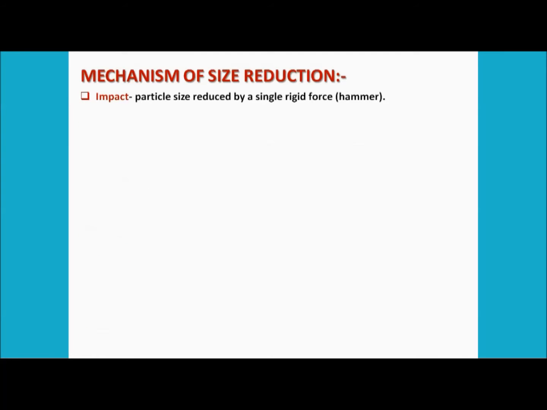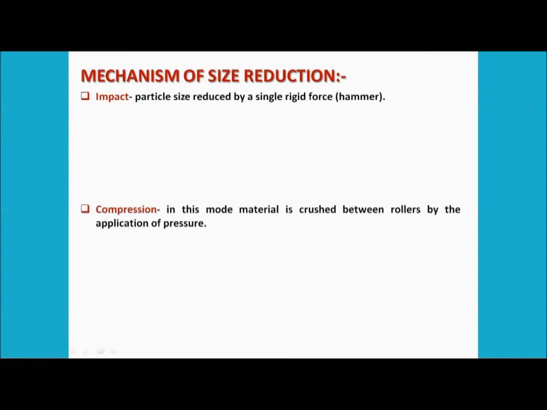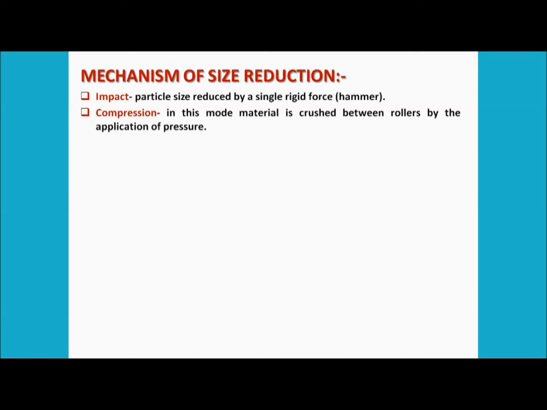First of all, impact. Impact is nothing but, suppose a particle is reduced by a single rigid force. You have taken one hammer, you have crushed a piece of stone or a drug. This is impact, right? Next we have compression. Here the drug particle will be crushed between the rollers by application of pressure. When the two rollers are moving in opposite directions in close contact, if you put something in between these rollers, the drug particle will get crushed, right?